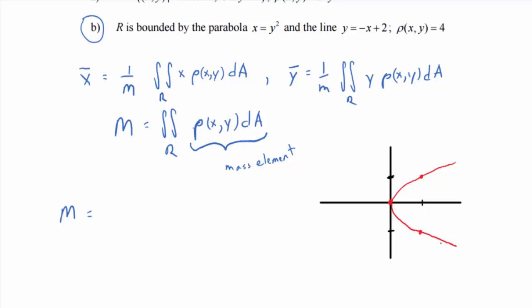Okay, x equals y squared, right? And then y equals negative x plus 2. Hopefully that's going to cut this graph of y equals x squared to form a region, right? So that we have a totally enclosed region. So y equals negative x plus 2.